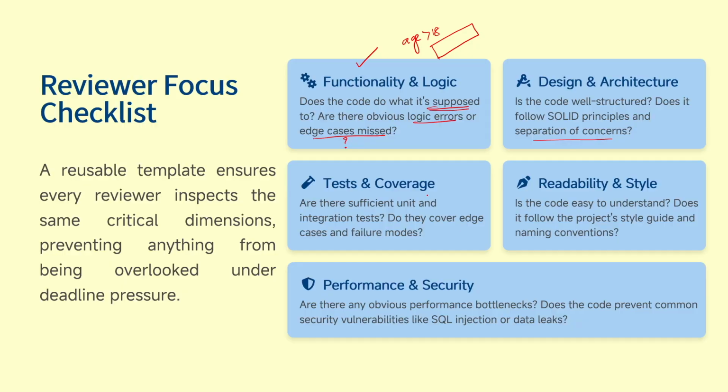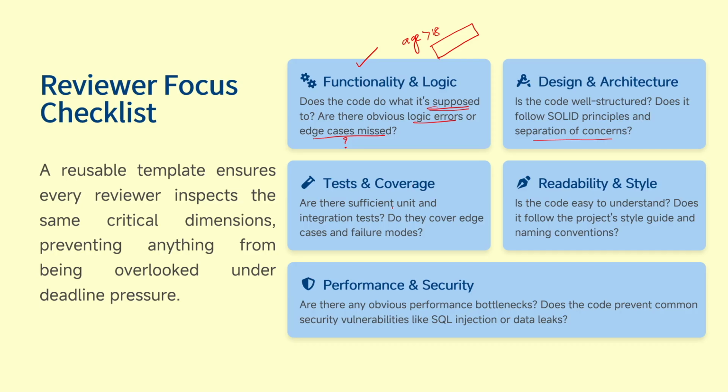Okay. Third one is test and coverage. So here we will think in terms of testing. So once the software has been developed, we have to check whether the software is working fine or not. So that is checked by providing test cases to the corresponding module. So when the module works as expected, we can say the test is passed, or otherwise the module has to be redone. Okay. So here we are trying to check whether there are sufficient unit and integration tests.